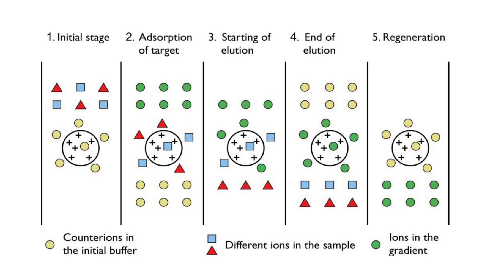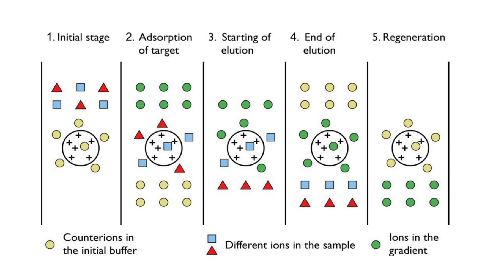As you can see in the figure, first is the initial stage. At this stage, the ion exchange resin is equilibrated with a counterion, that is the yellow circle, from the buffer solution. These counterions balance the charges on the resin.